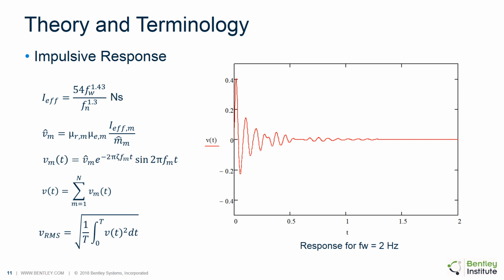So we're able to calculate this response as if it were just a single heel drop or a single footstep. We do this by calculating an effective impulse using the walking frequency and the natural frequency of the floor.